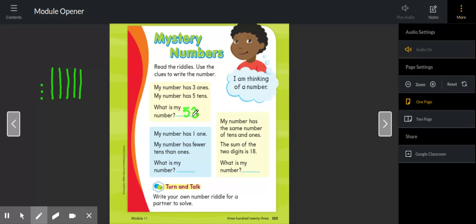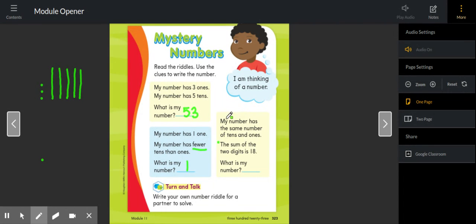Let's move on to this next clue. My number has 1 one. That's an easy quick picture. My number has fewer tens than ones. So fewer, that's a tricky math word, but it's a really important one. Fewer means less than. So my number has less tens than ones. So wait a minute, I only have 1 one. What is less than 1? That would be 0. So there are 0 tens and 1 one. So it is simply the number 1. I think they're trying to trick us.